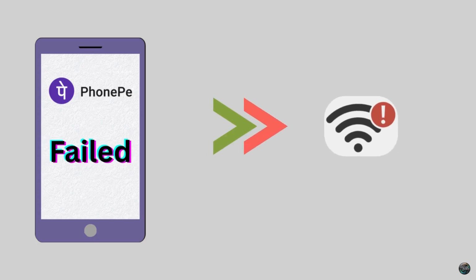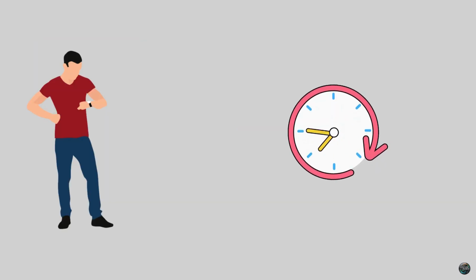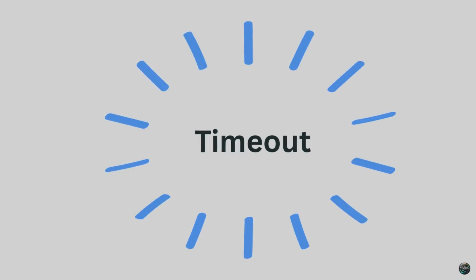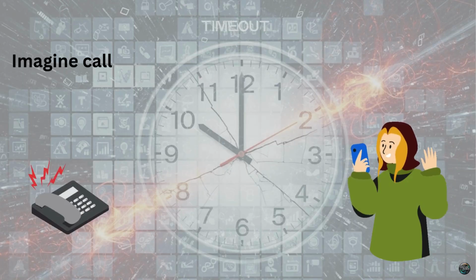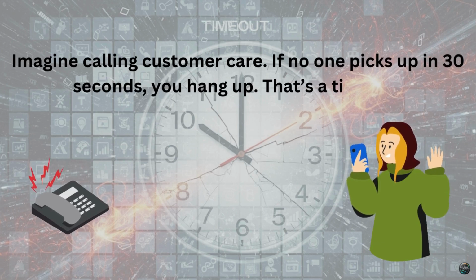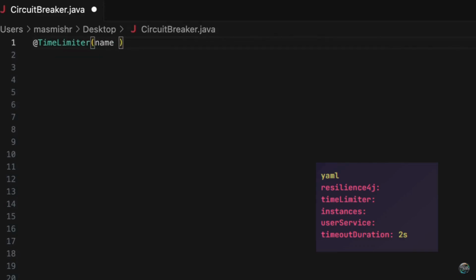Now, let's say the service isn't failing. It's just very slow. Waiting too long can block your app and waste resources. That's where timeout comes in. It sets a time limit. If a service doesn't respond in time, the call is stopped. Imagine calling customer care. If no one picks up in 30 seconds, you hang up. That's a timeout. In code, we set this using a config file and annotation.